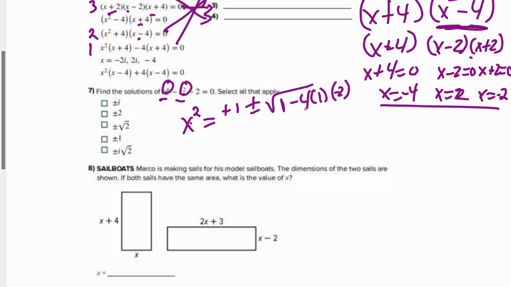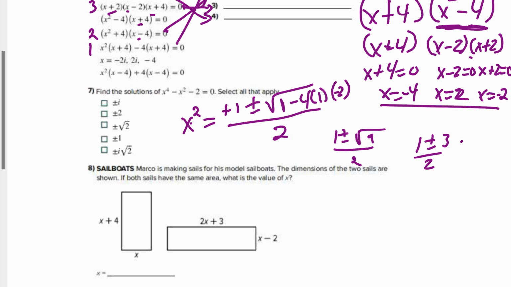So that would be 8, 9, all over 2a, so that's 2. And so this is negative 4 times negative 2, which is a positive 8. 8 plus 1 is 9, so I have 1 plus or minus the square root of 9, which I know is 3. So it's 1 plus or minus 3 over 2. So I got to do 1 plus 3 over 2, which is 4 over 2, which is 2. And then 1 minus 3, which is negative 2 over 2, which is negative 1. So those are my two answers, 2 and negative 1.